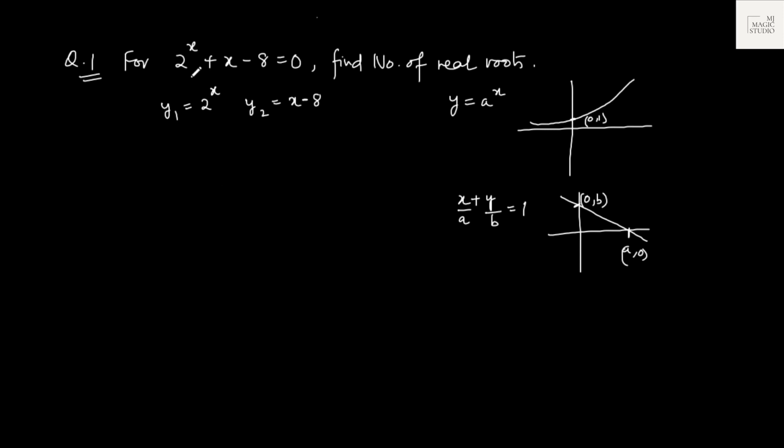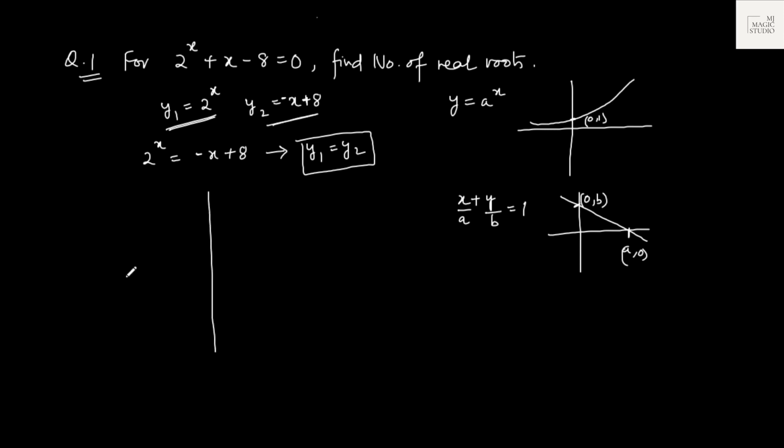Or if I want to equate these, can I write this as 2 to the power x equals minus x plus 8? Then y2 we will take as minus x plus 8. Now from this relation, y1 equals y2. These kinds of situations should always be solved with the help of graphs. Now we have got two graphs, an exponential graph and a straight line.